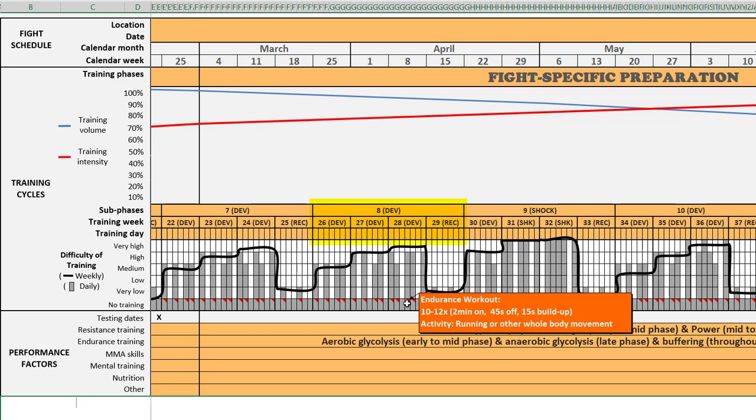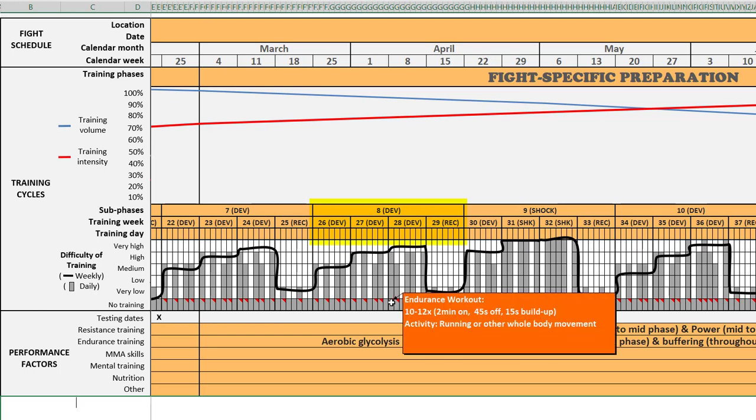There's your endurance workout. Now, here you see that the first endurance workout was running in particular. I think it's important to go back and forth between MMA specific movements and some of these whole body movements, so you can work those in as you like. Some fighters like to have one endurance workout per week dedicated to MMA specific movements, and the other one is whole body movements. It's up to you to decide.